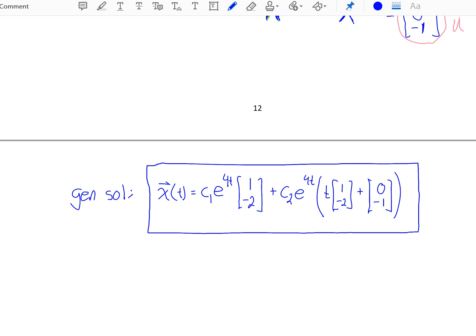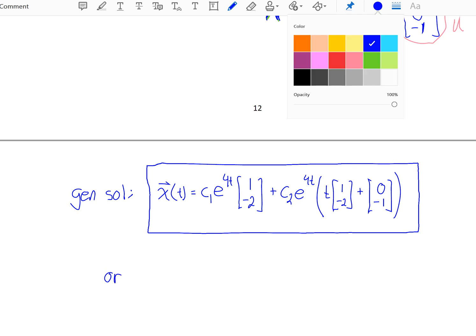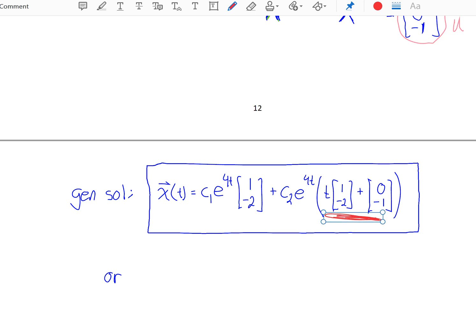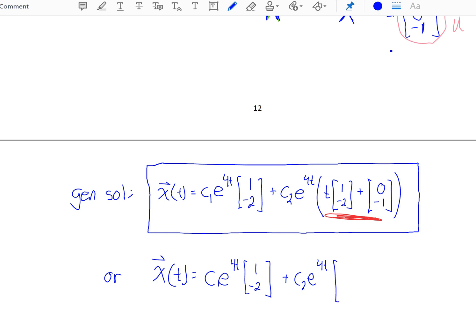However, it's common to rewrite our general solution to not have our second vector be written like this. It's common to rewrite our solution to look more like this. I'm going to multiply this t into our first vector, and then add these two vectors together to write this as t and then negative 2t minus 1. And I think this is the more common way to write your general solution.